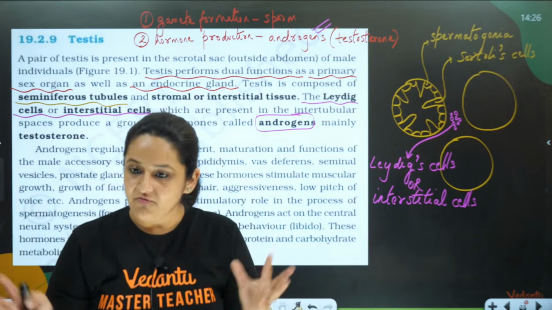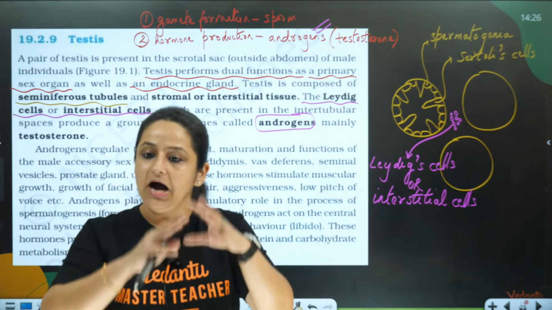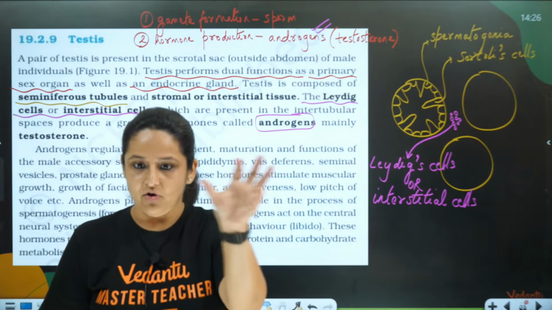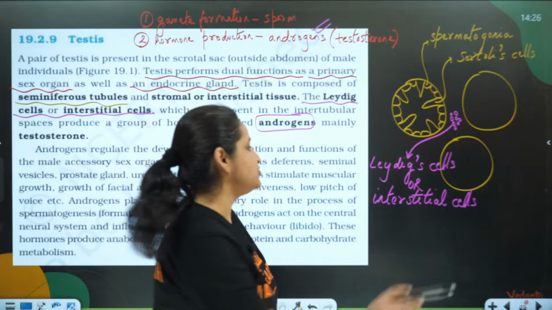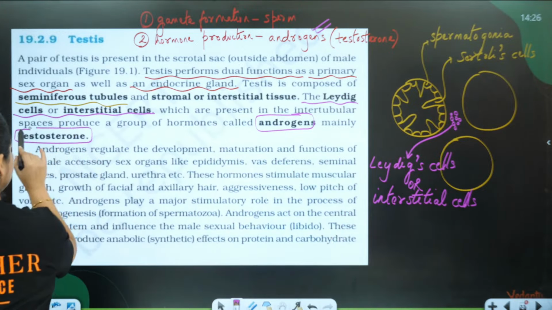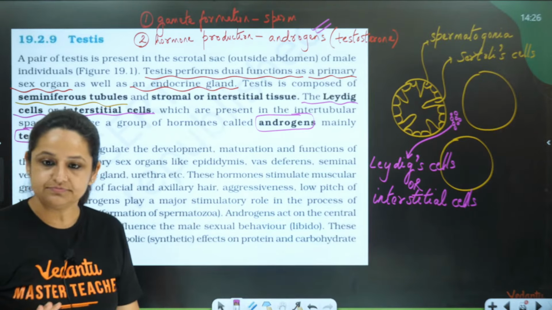Androgens are a group of hormones. Out of these androgens, the main hormone is testosterone. So testosterone is the main androgen. They are not two different hormones, remember. Testosterone is the main androgen.